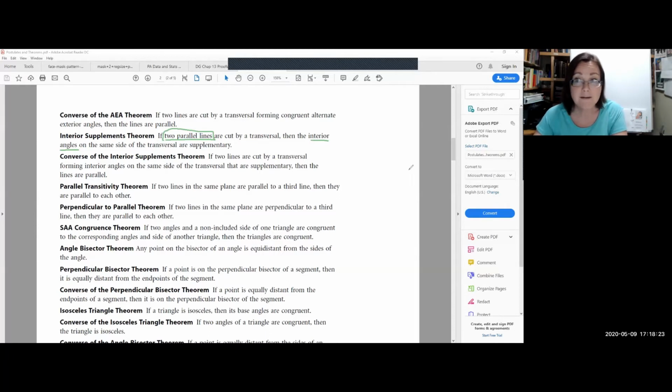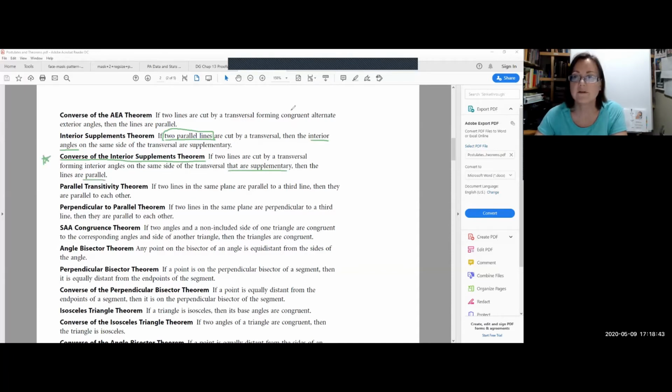So this one's not actually very cut and dry, especially for a number one proof, but that's kind of what I'm going to be doing. And then we also have this converse that states that if two lines are cut by a transversal and those angles are supplementary, then the lines are parallel. So I'm actually going to be using this one.